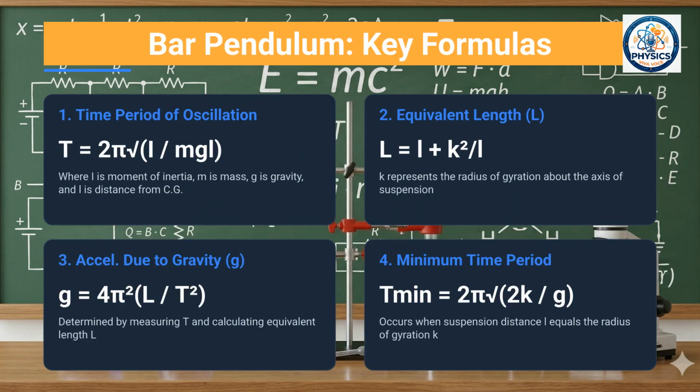Here are the key formulas. Time period of oscillation, T equals 2 pi square root of I/mgl. Equivalent length, L equals l plus k squared / l. Acceleration due to gravity, g equals 4 pi squared L/T squared. Minimum time period, Tmin, equals 2 pi square root of 2k/g, occurring when l equals k.